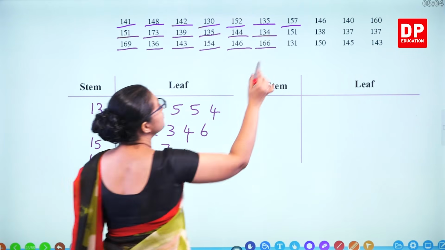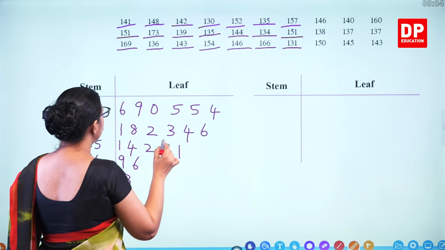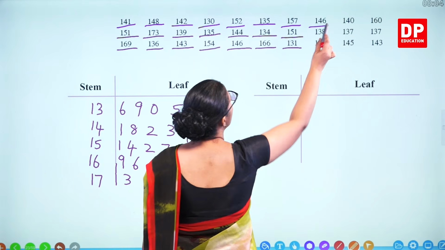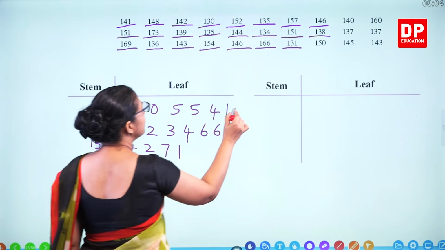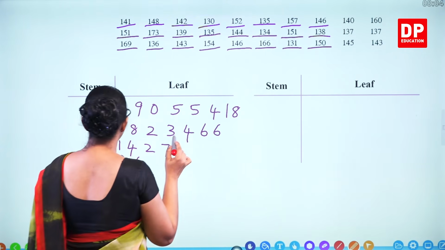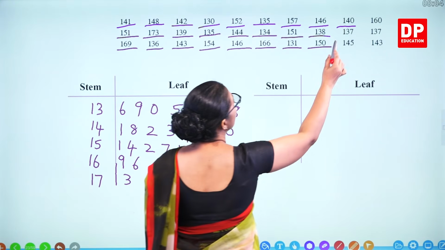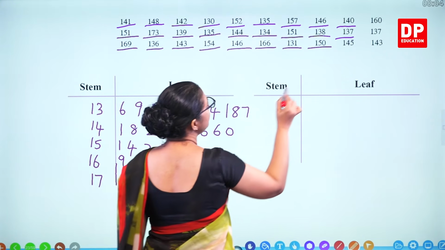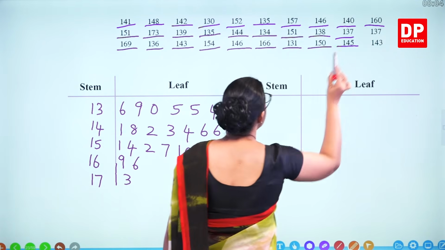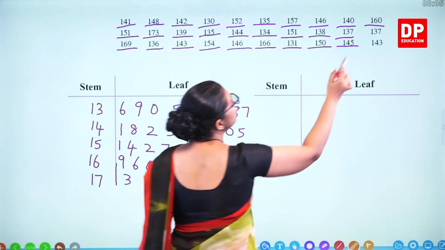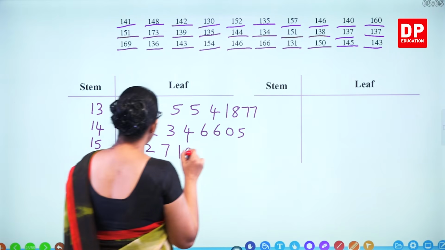157, 151, 131, 146, 138, 150, 140, 137, 145, 160, 137, 143.